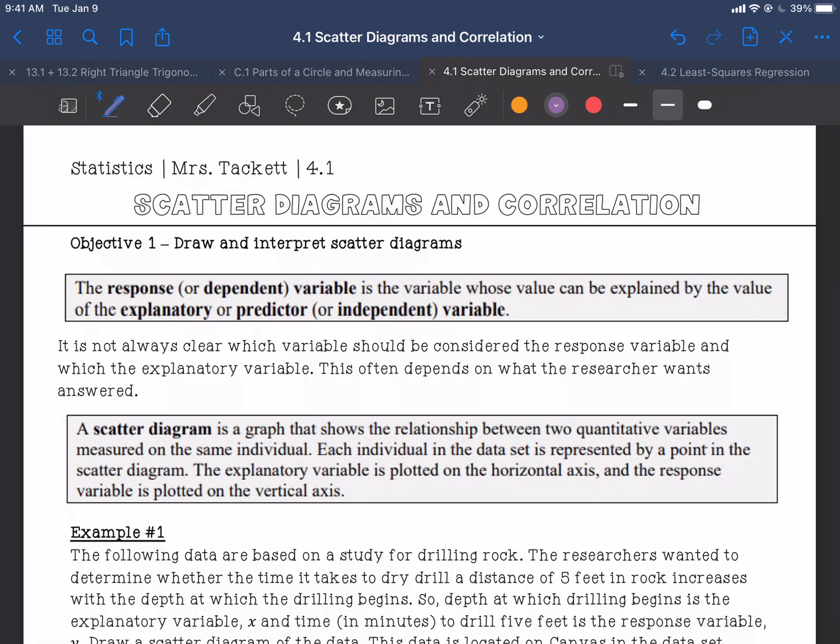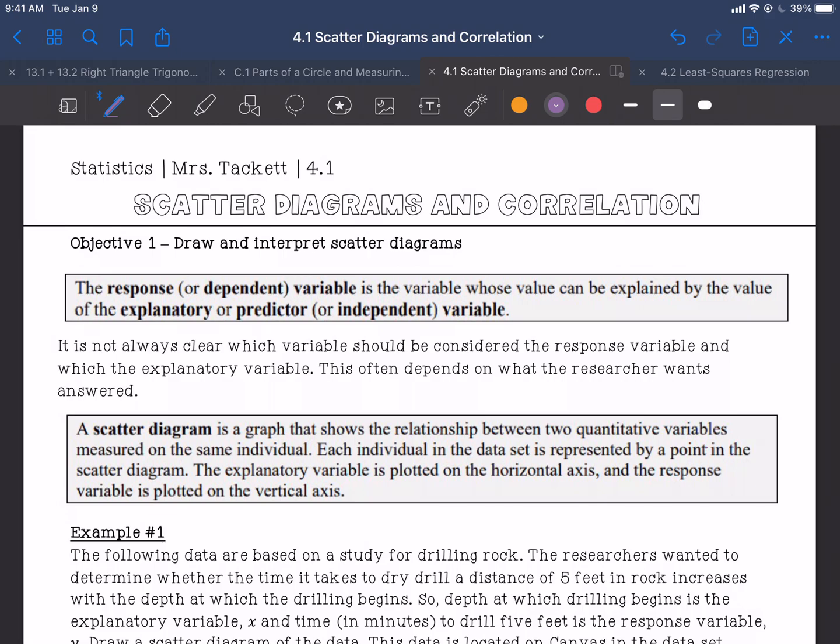For chapter 4, we're going to start talking about scatter diagrams and correlation, and also how to come up with our equation for our line of best fit or least squares regression line. There's only 2 sections, so that's what we're going to cover in this one and the next. So to start, we're just talking about scatter diagrams and finding the correlation between 2 variables.